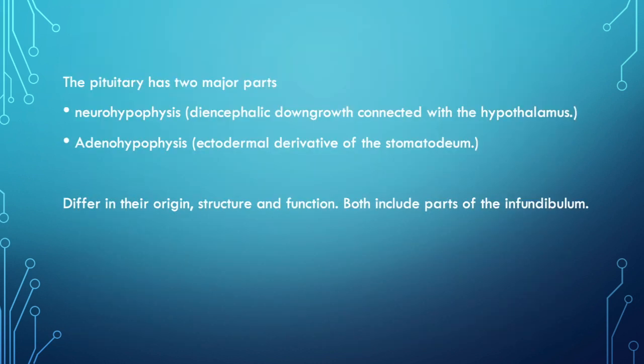So proceeding forward, we have already discussed that it has two parts, the neurohypophysis and the adenohypophysis. The neurohypophysis is the posterior lobe of the pituitary gland. Its origin is from the diencephalic downgrowth, which is connected with the hypothalamus. The adenohypophysis is an ectodermal derivative of the stomatodeum, which is an invagination during embryological growth from which the mouth comes out. So these two differ in their origin, structure and function, and both include parts of the infundibulum.